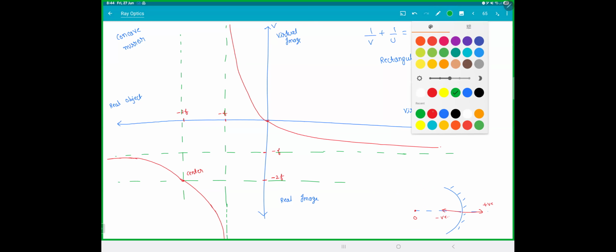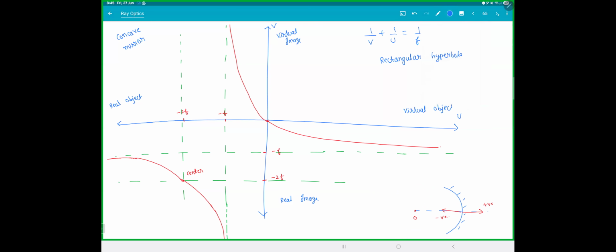So you should have a rough idea how it looks. Got this? And like I keep saying, it is always easier to eliminate the options than actually drawing a graph. So if you're looking in the exam, you need to check a graph where it should pass through the center, and at u infinity, the value of v is f. And when you're at the pole, the image is also at the pole. So if you know a few data points like this, you can eliminate the graphs.